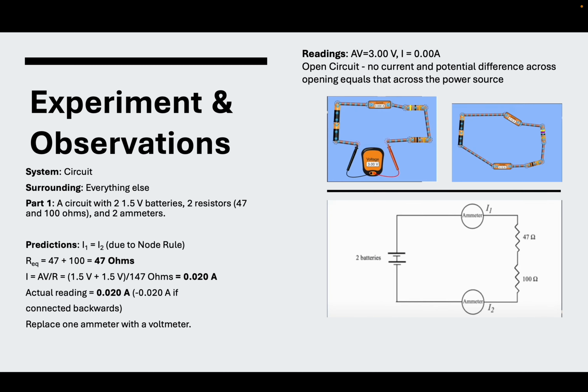At the beginning, we distinguish between a circuit system, which is our circuit, and the surroundings, which is everything else. In the first part, we have the circuit with two batteries, two resistors, and two ammeters. We have our predictions regarding the node rule, our equations, and actual readings, and then we replace the ammeter with a voltmeter, which gives a different reading. In an open circuit, we have to know that the potential difference across the opening equals that across the power source.